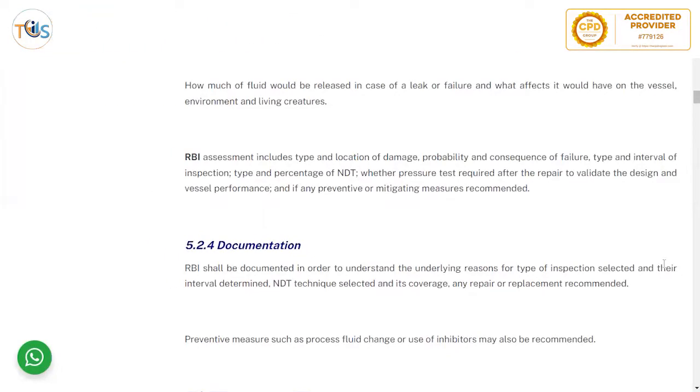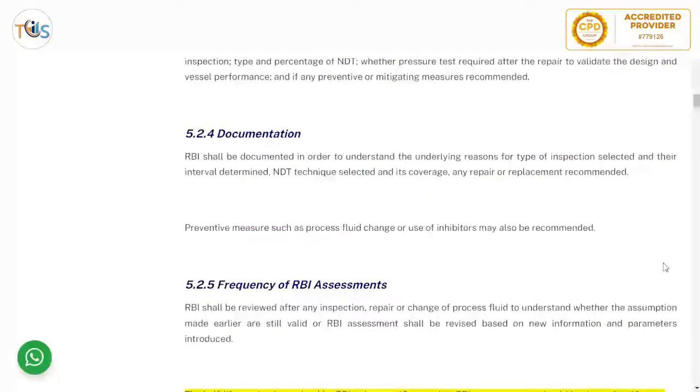RBI assessment includes type and location of damage, probability and consequence of failure, type and interval of inspection, type and percentage of NDT or coverage, whether pressure tests are required after the repair to validate the design and vessel performance, and if any preventive or mitigating measures are recommended.